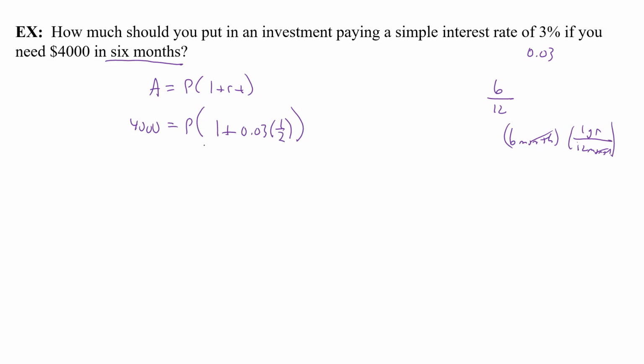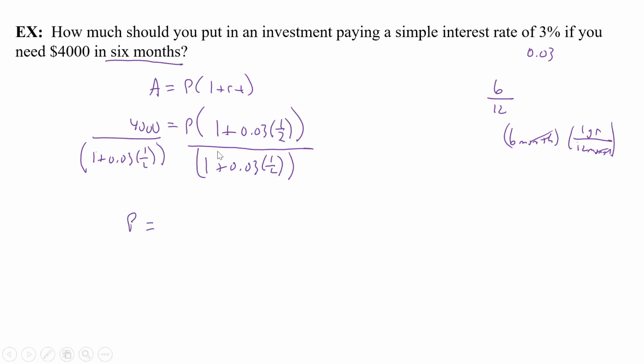Now I need to solve for P, so I'm just going to divide by 1 plus 0.03 times 1 half, and I'm going to divide that side by 1 plus 0.03 times 1 half. Now, I would suggest putting parentheses around everything, because if you just take 4,000 divided by 1 plus this, you're just going to take 4,000 divided by 1, which is 4,000, and then add 0.03 times a half, which is not what we want for an answer.